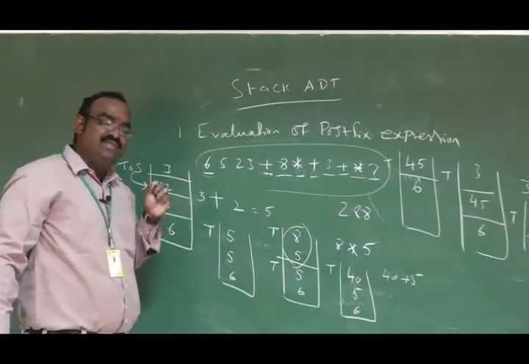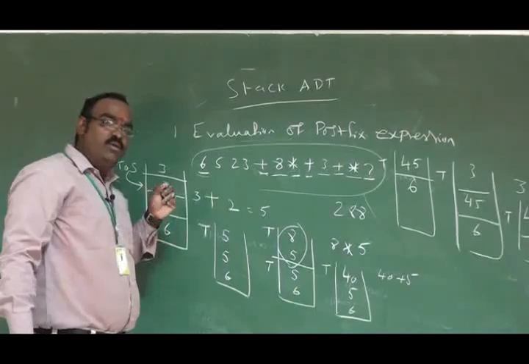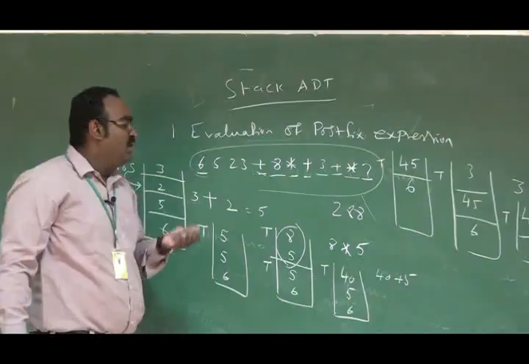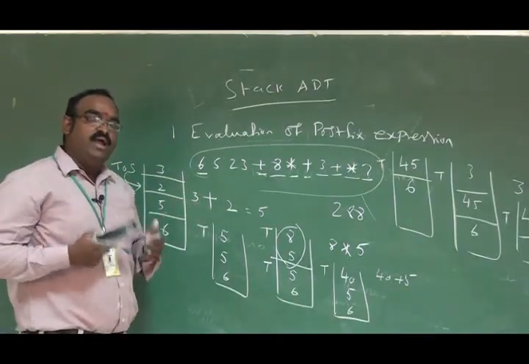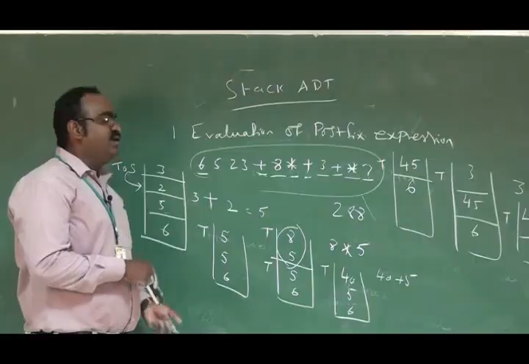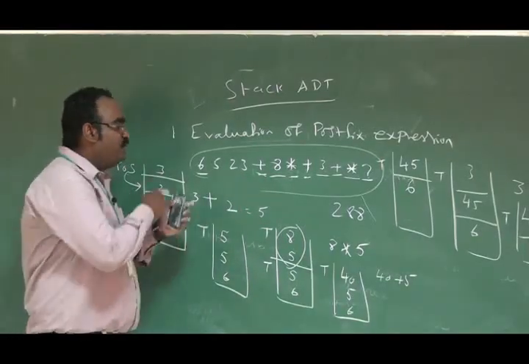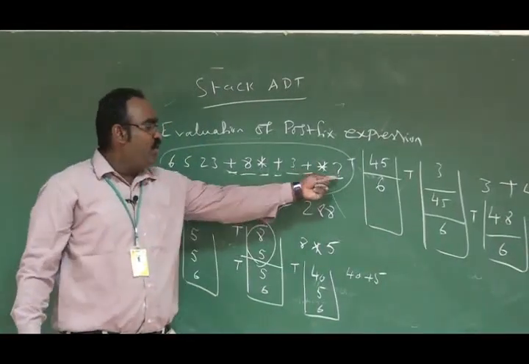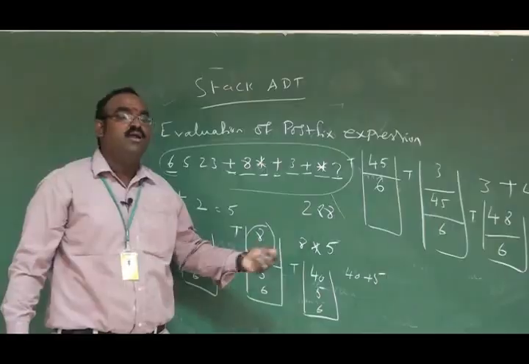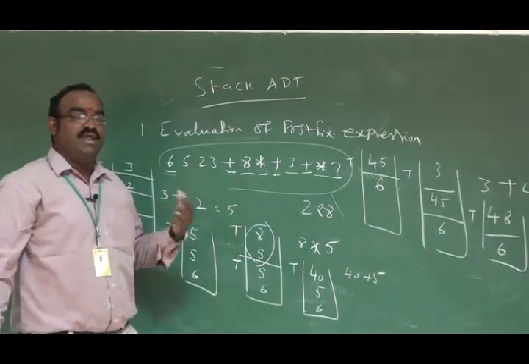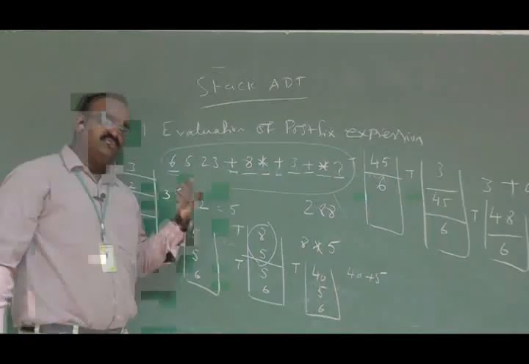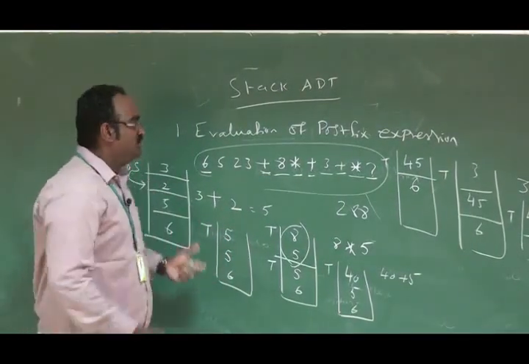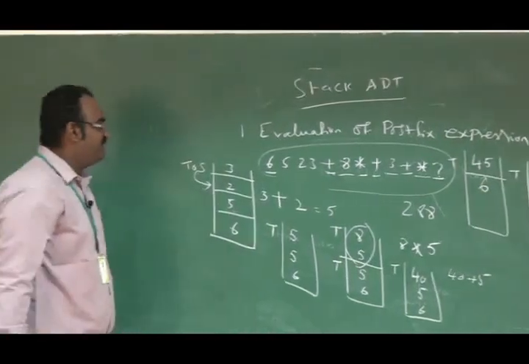When you see an operand, you push it into the stack. When you see an operator, you pop 2 elements, because every operation needs 2 operands. So pop the 2 elements and evaluate, and the final result is pushed into the stack. If the given postfix expression is wrong, we do not get the absolute value of 288. If any operator comes without an operand, then this is a wrong postfix expression. Sometimes they can ask for an invalid postfix expression to be evaluated. We cannot evaluate an invalid postfix expression. So this is one of the applications of the stack: evaluation of postfix expressions.